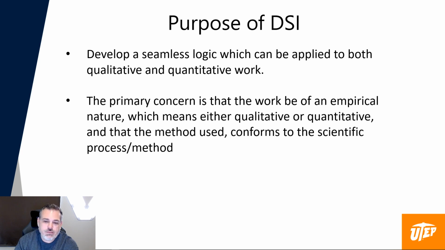So the primary concern is that the work be empirical in nature, which simply means that, either qualitative or quantitative, the methods they use conform to the scientific method or process. Empirical in nature simply means observable. It doesn't necessarily mean quantifiable. When we say empirics, we tend to mean quantification, but that's not the case. Empirical evidence can come in the form of interviews. So what they simply mean is that this has to be empirical and conform to scientific method or process.